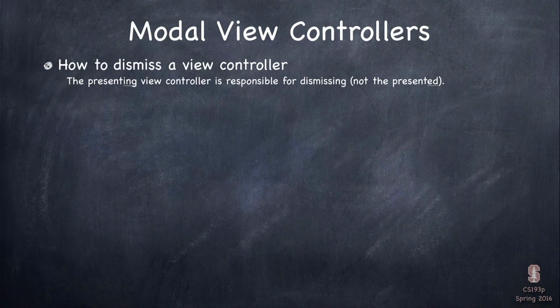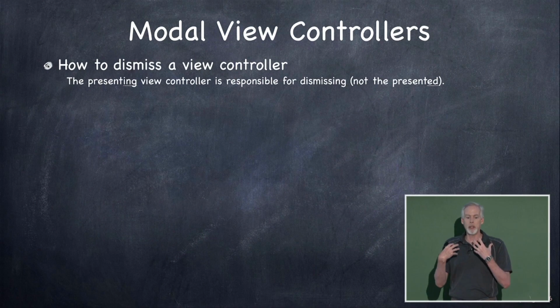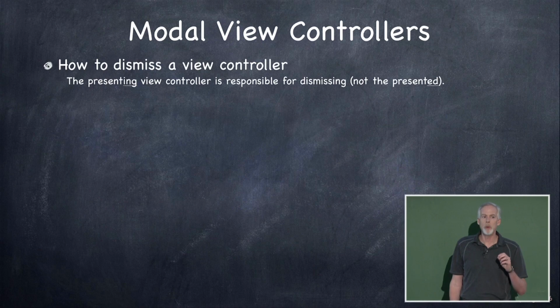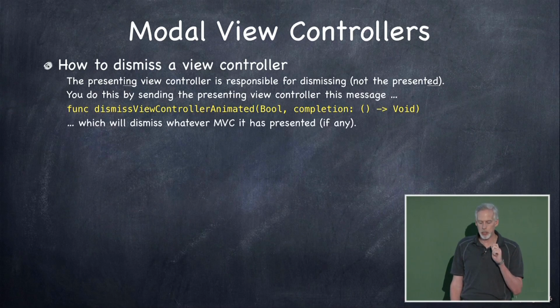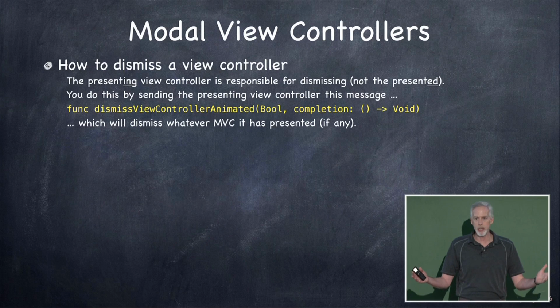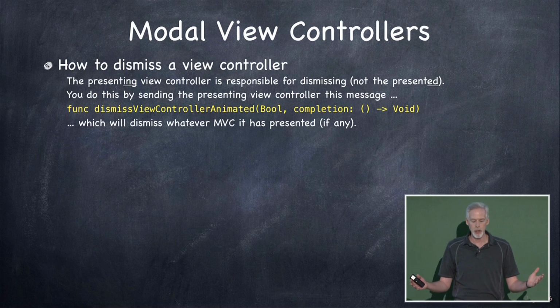Okay? How do you dismiss a view controller? So a view controller's up and it's collecting the new contact and then the user hits cancel or done. How do we make it go away? The answer is you ask the presenting view controller to dismiss you. Always the presenting view controller dismisses you. All right? And you send it the message dismiss view controller animated to the presenting view controller, and it's going to dismiss whatever modal view controller it has presented. Okay? So that's sent to the presenting. I can't emphasize that enough.